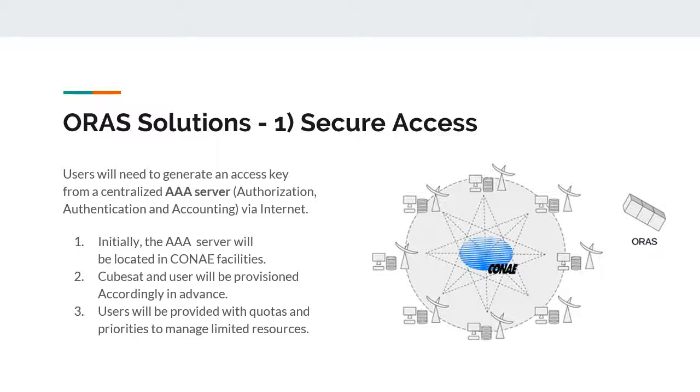So the secure access point, how are we thinking to tackle this problem? It has to do with using an authorization, authentication and accounting server, which should be accessed via internet by any interested remote user willing to command and control the demand observations from the satellite. Initially, this AAA server will be located in CONAE facilities, and the interested user will be provisioned with an according key to access the satellite, and also the satellite will be provisioned in advance in order to receive the user's request. Again, this user account and user's key will be provided with given quotas and priorities in order to manage and control the limited onboard resources of the satellite.